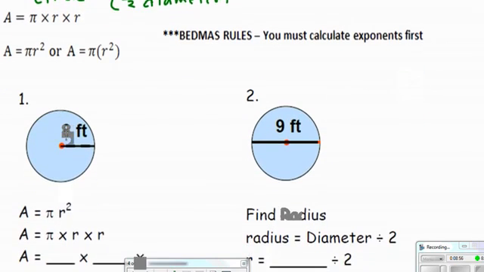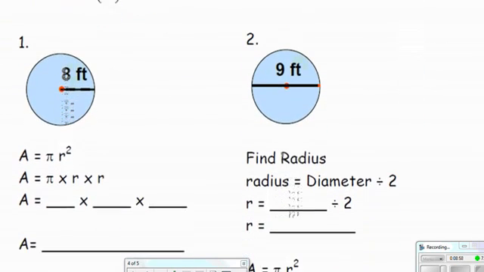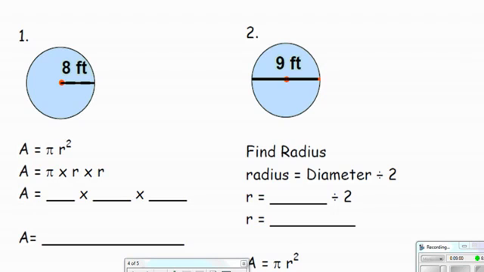Okay, so our first example is given a circle. It has a radius of 8 feet, which means the diameter, so the full way across, would be 16 feet, but we only want the radius. And so to find the area, we're going to go radius times pi, or pi times radius. So pi times 8 feet times 8 feet.